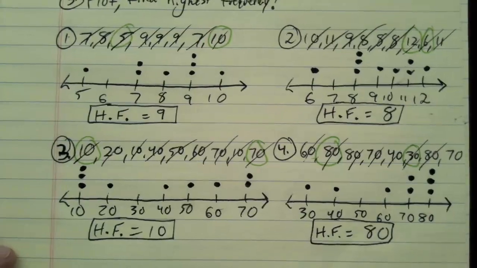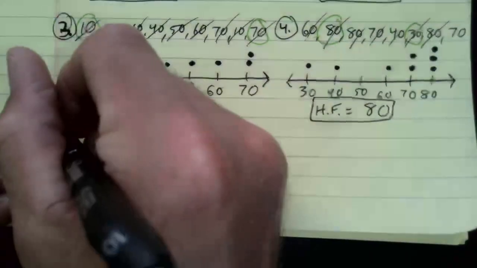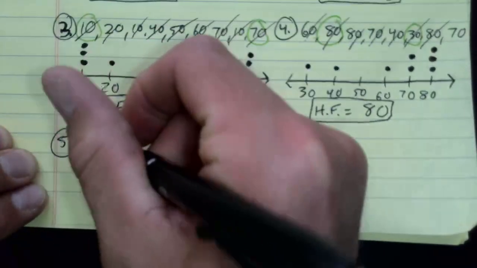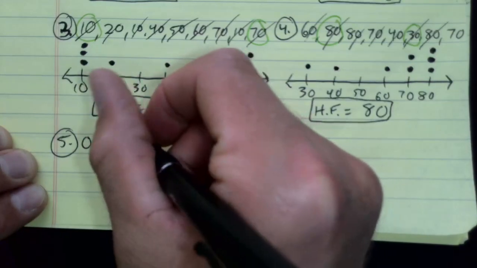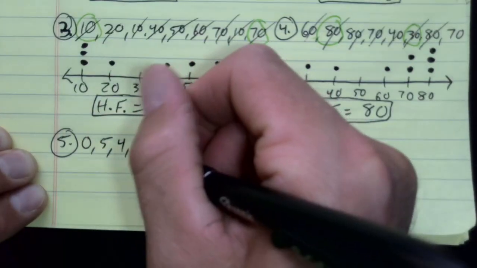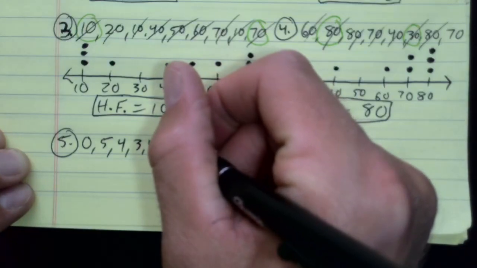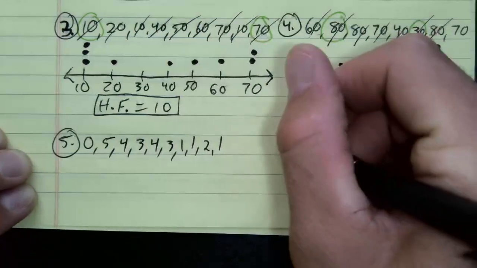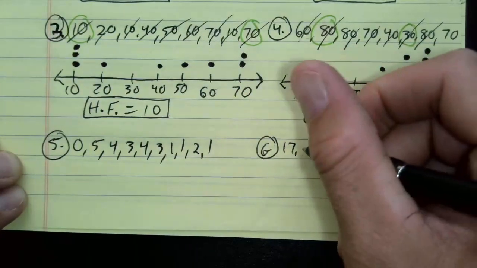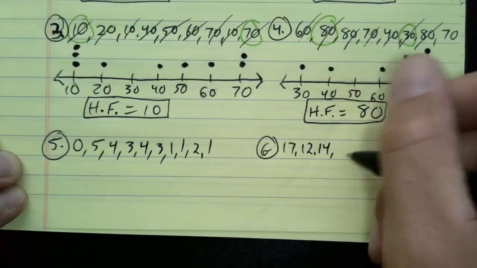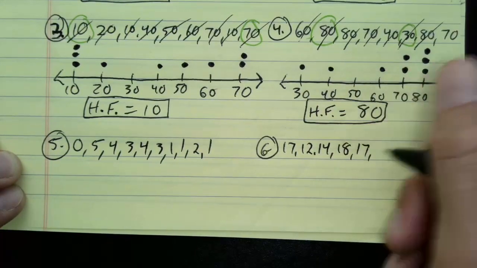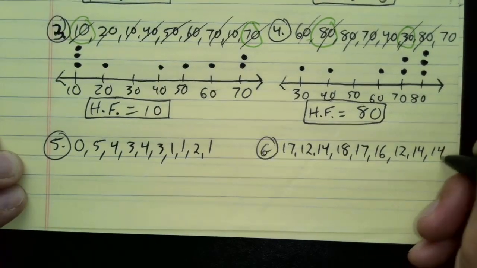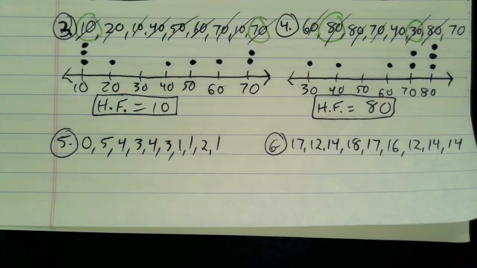Let's see. Go and try numbers 5 and 6 on your own. Number 5 is 0, 5, 4, 3, 4, 3, 1, 1, 2, and 1. And number 6 is 17, 12, 14, 18, 17, 16, 12, 14, 14. Perfect. Go and try numbers 5 and 6 on your own.